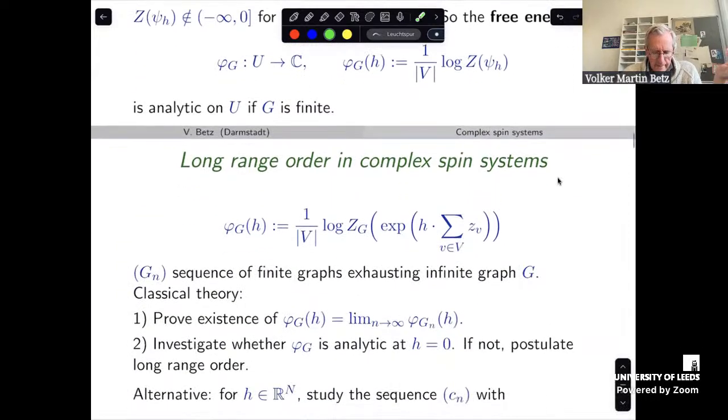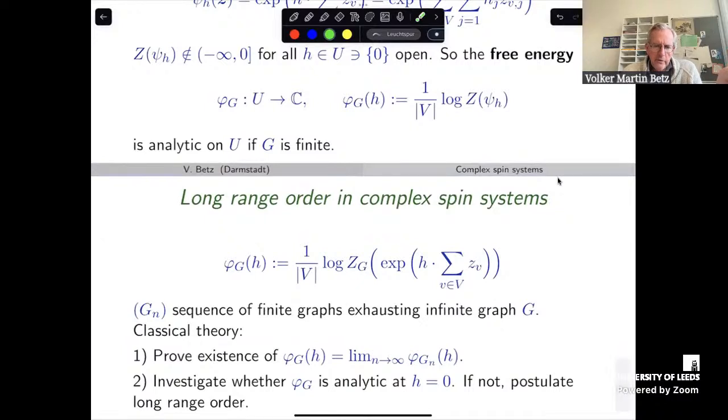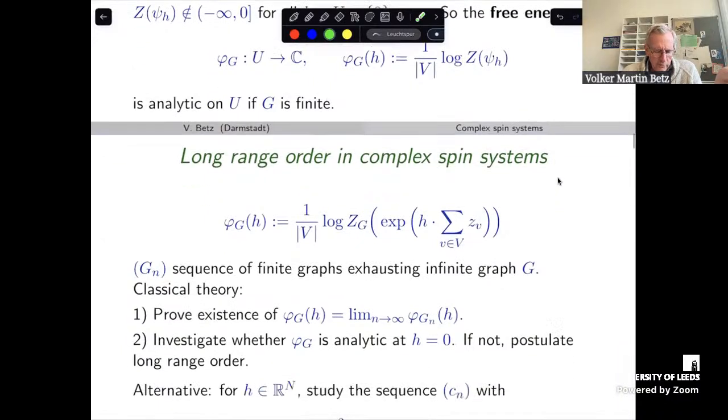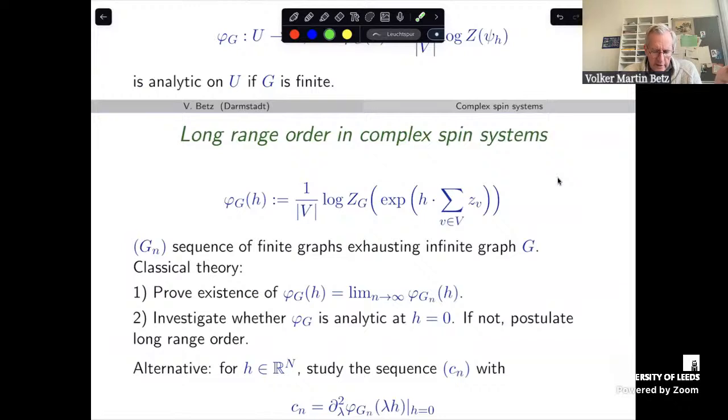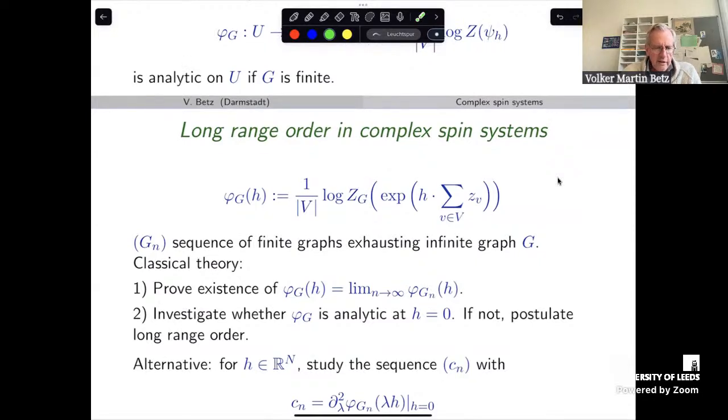And now the thing in spin systems is always, usually you take this free energy, you take its limit as the graph gets infinite, you look at it as a function of h, you prove that this thing exists as a function of h, and then you look whether this is analytic at h equals 0. This is one way of investigating the Ising model in 2 and more dimensions and find that it has a phase transition. So in this case, it's not analytic.